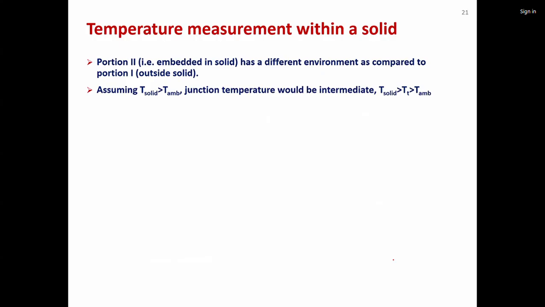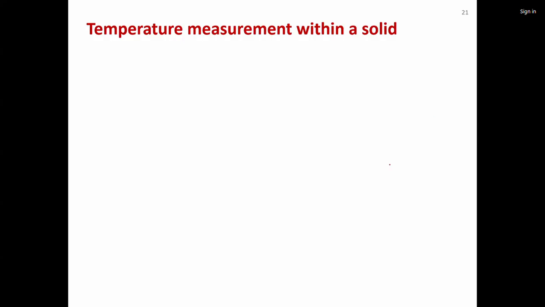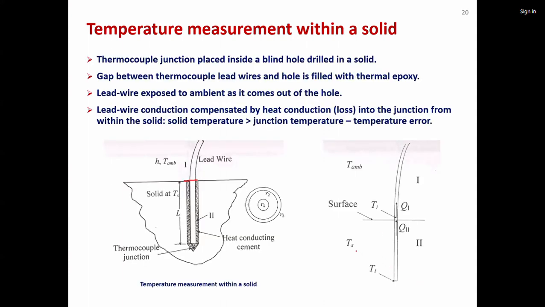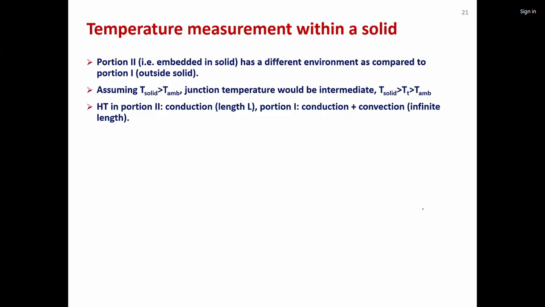And we just assume that the solid is at higher temperature than the ambient. So the junction temperature would be in between the solid temperature and the ambient temperature, which is natural. If the temperature of the solid is higher than ambient, your interface temperature will be in between Ts and T ambient, and Ti will be between Ts and T ambient.